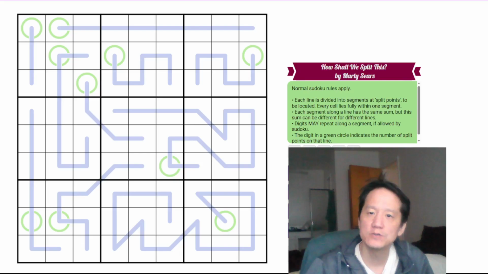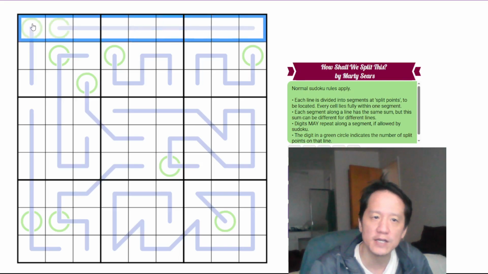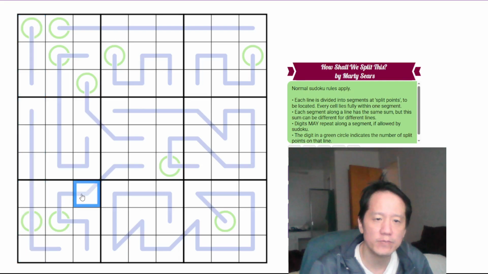And it's called How Shall We Split This by Marty Sears. And here are the rules. Normal Sudoku rules apply, which means fill the entire grid with the digits 1 through 9 without repeats in any row, column, or box.